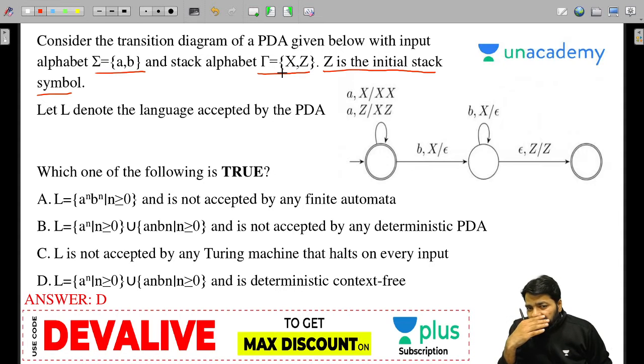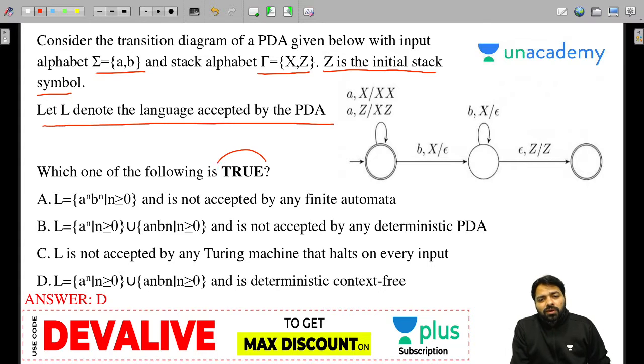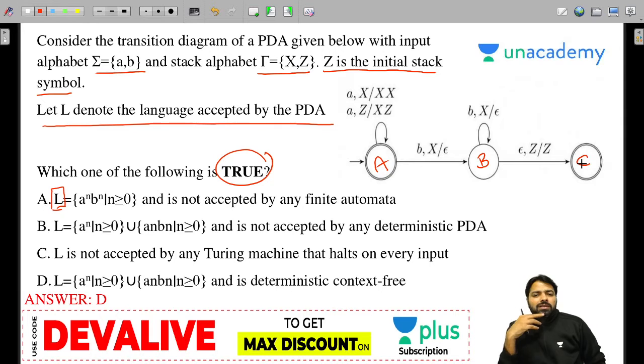Let's start. They have given a machine. Now what do they want? Let L be the language accepted by the PDA. Which of the following is true? They are talking about what L is. Now we have three states, A, B, C. This is a final state mechanism, because the final states are clearly visible. Don't worry about empty stack. Here we are not doing that, because we are able to see the final states in the machine.